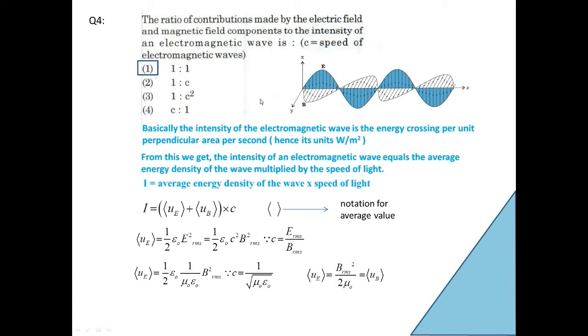Is it clear? So option is 1. We already gave this. You can remember it. You don't have to be doing it every time. For an electromagnetic wave, you can remember it and say the contributions by the electric field and magnetic field are equal to the intensity. Okay. Next question.